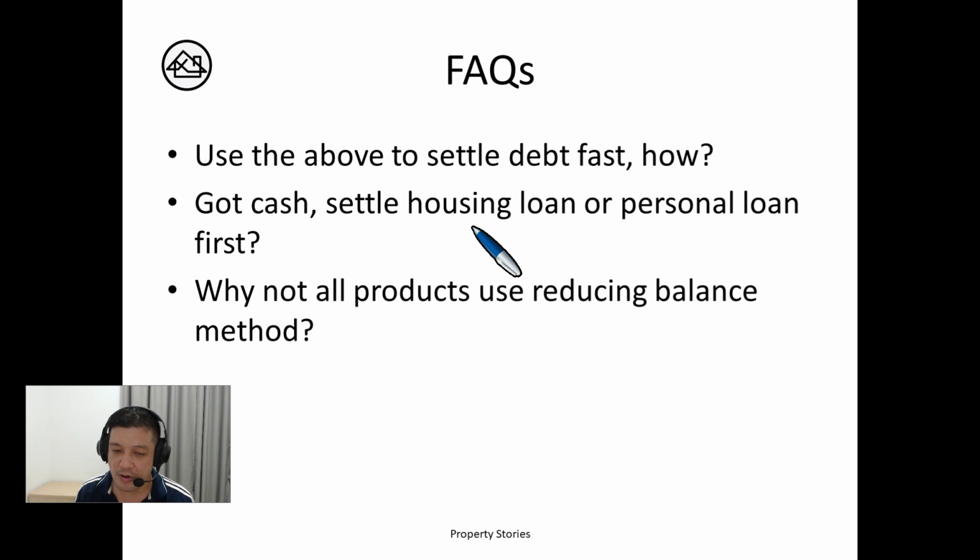Next one. Why not all products use the reducing balance method since it's so good? It helps you to save interest. Because it's not profitable to the bank. That's the whole idea. You saw how much the bank will earn, right? If every product used reducing balance, how to give you the dividends, correct?